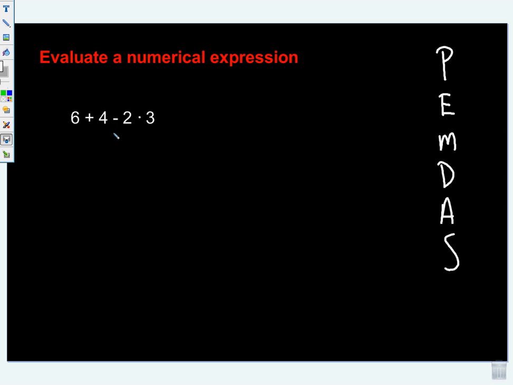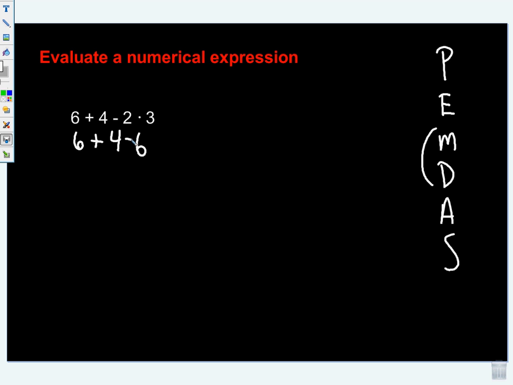So I'm going to look up here first and see that with parentheses, well, there are no parentheses in this expression, so I'm going to move on down to exponents. Again, exponents don't show up in here, so don't forget we want to evaluate multiplication and division together from left to right. I only see multiplication in here with 2 times 3, so I'm going to evaluate that part of the expression right now, and 2 times 3 is 6. But I want to keep the rest of the expression before evaluating the rest of it.